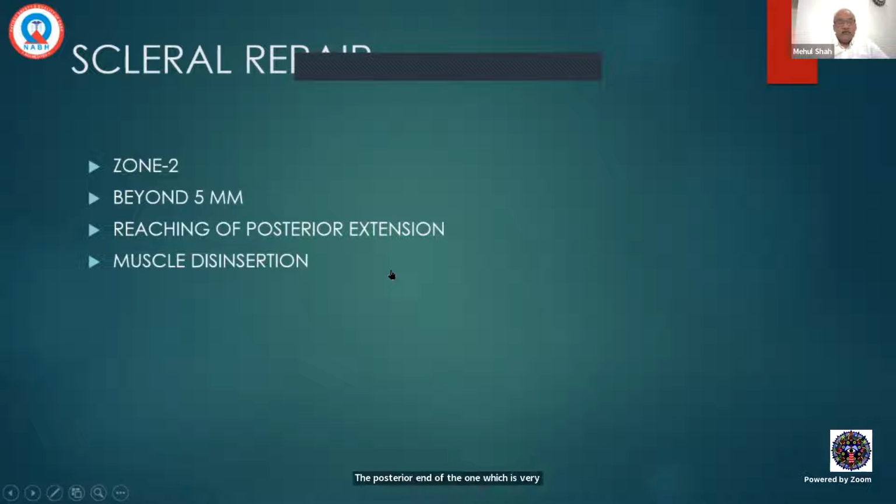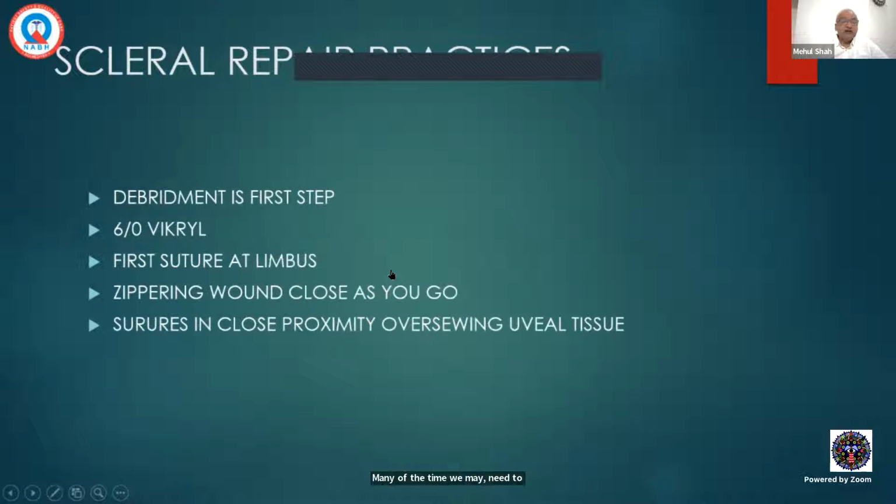In the process, many times we may need to disinsert the rectus muscle. Again, debridement will be the first step, because when we have a zone 2 injury, we know that there is injury to the ciliary body, and ciliary body injury bleeds profusely.